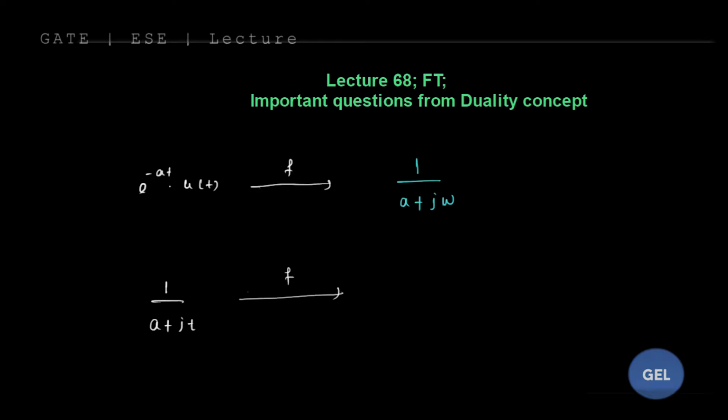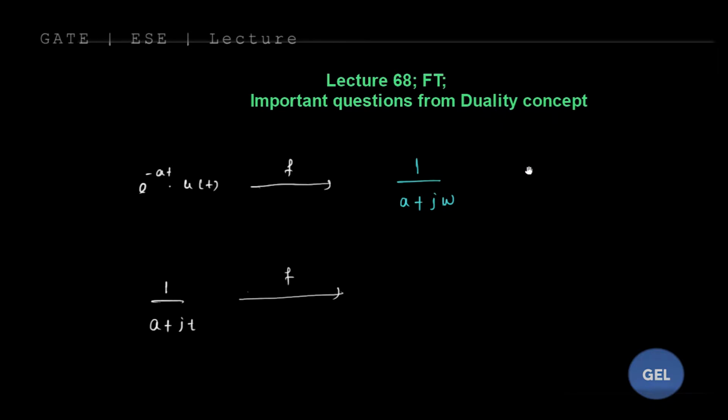Hi, welcome to Chair. We are in lecture number 68 of Signals and Systems, and still we are in the Fourier transform module. Here we are going to discuss a couple of very important questions associated with the duality concept and the area under a graph. I have not discussed the duality concept; I have only given you the formula of duality and of the area under a curve in the Fourier transform properties. Here we are going to briefly discuss the concept.